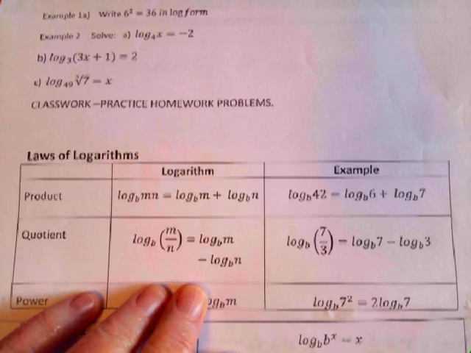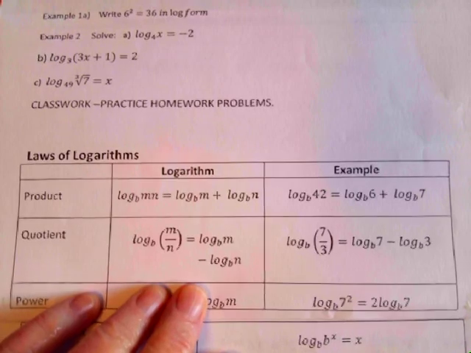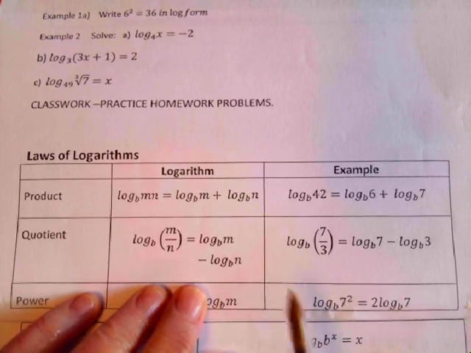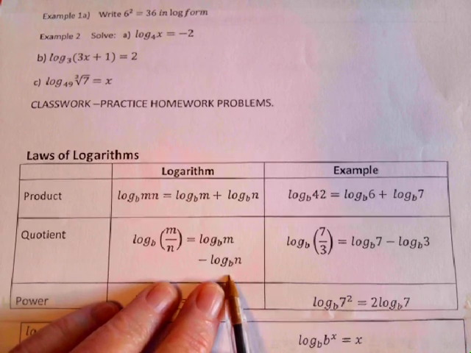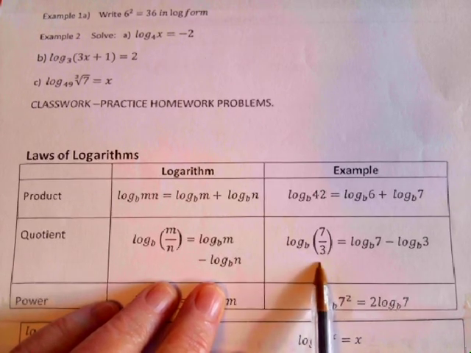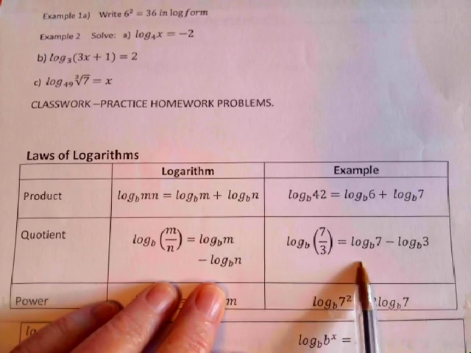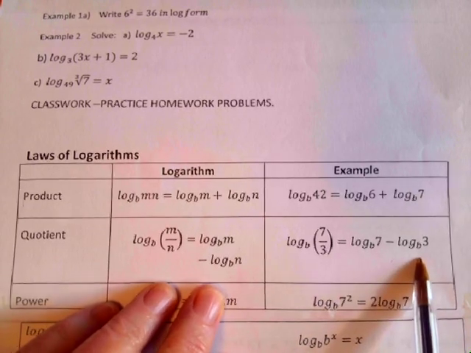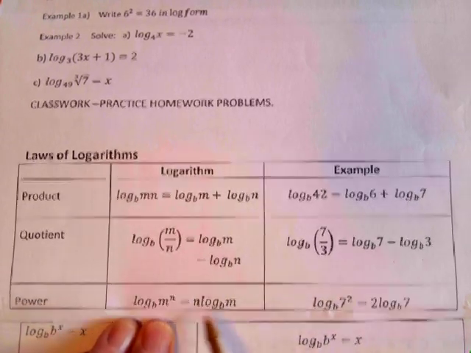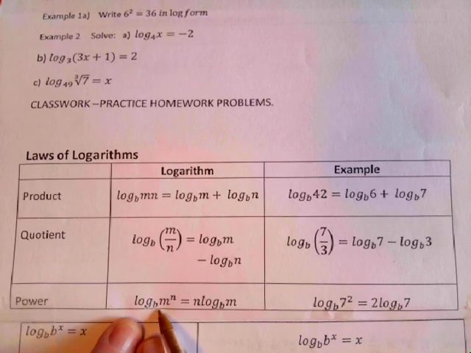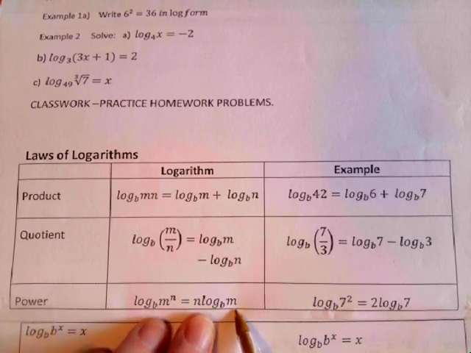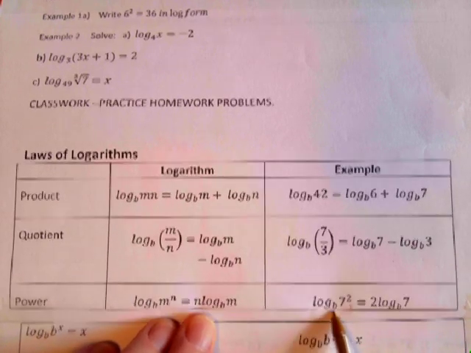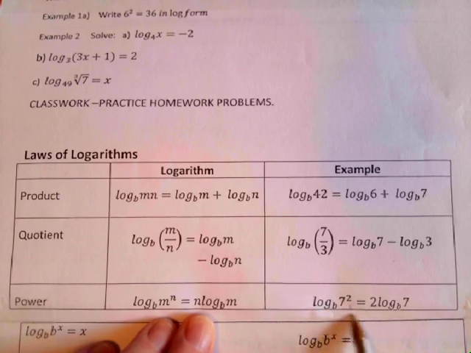Quotient property. Log B of m over n is log B of m minus log B of n. So if you had log B of 7 over 3, that'd be the log B of 7 minus the log B of 3. Power property. Log B of m to the n power is rewritten as n times log B of m. So that just says if you got an exponent, you bring it around in front and multiply by it.